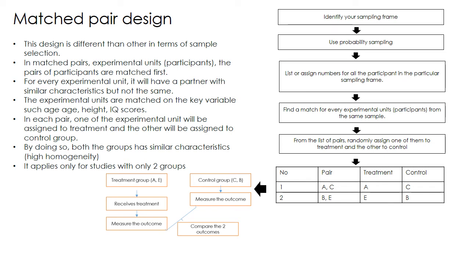So by having similar characteristics, we have high homogeneity, and we have to remember matched pair design only applies for studies with two groups only.